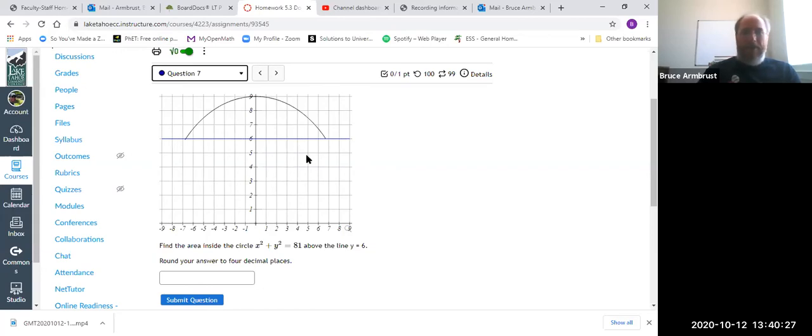But so we got to convert dA, we got to make an r dr d theta. Those are two things we got to do. Other than that, we want to set it up like we normally would. Let's think about this one. It says we want to find the area inside the circle x squared plus y squared equals 81 that's above the line y equals 6. So we're looking at the area up in here.